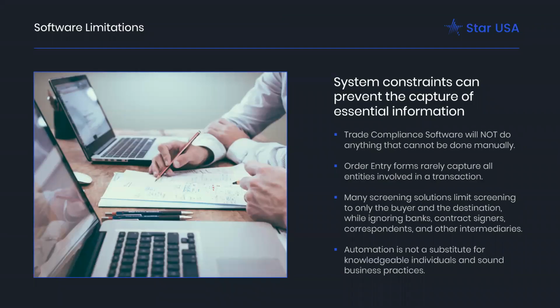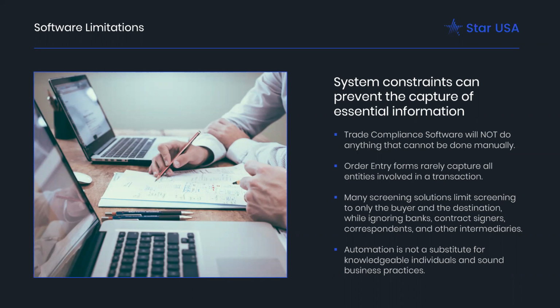Software limitations. System constraints can prevent the capture of essential information. I did a webinar, I think a year ago, 2 years ago, on software and its pros and cons. And it's nowhere more true than with restricted party screening. Trade compliance software will not do anything that cannot be done manually. It's important to understand that all it's doing is simplifying a step that would take a human longer to do.